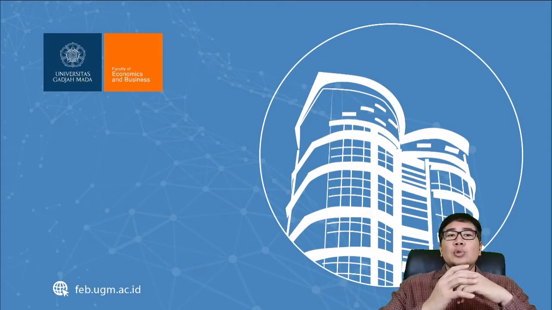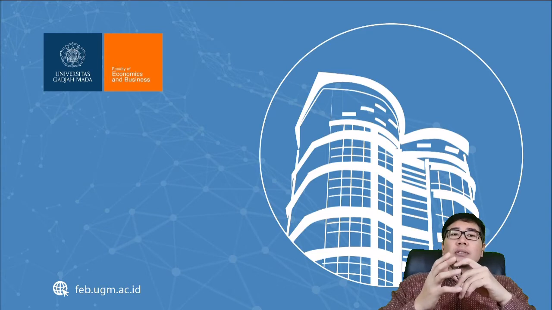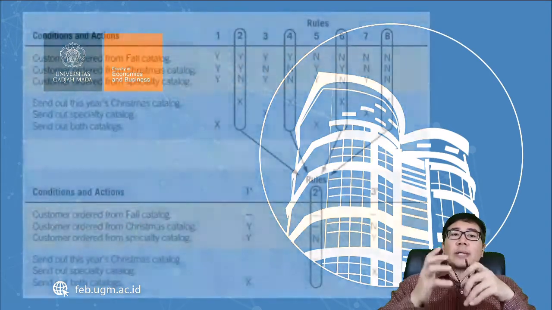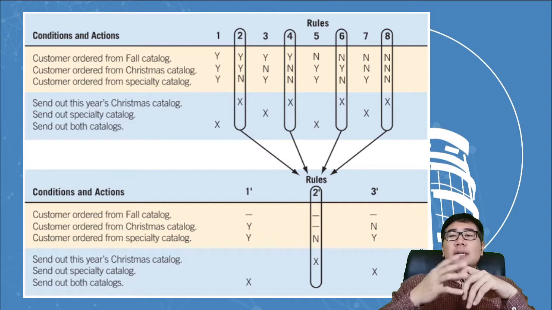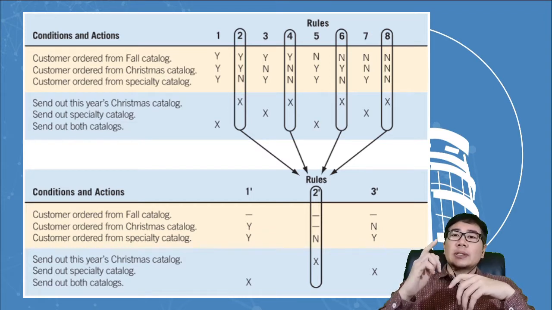In making a decision table, there are some special situations that can arise. For example, 1. Where we can combine several rules into one rule because there are similar conditions and actions that are fulfilled, as shown in this figure.